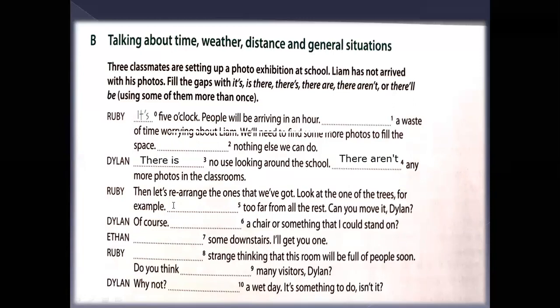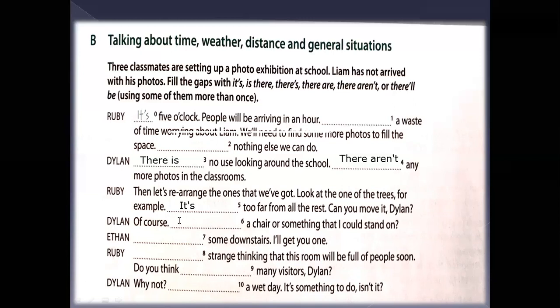There will be too far from all the rest. Yeah, I think so. So let's rearrange the ones that we have got. Look at the one of the trees, for example. It is too far from all the rest. Can you move it, Dylan? Yes, there is.